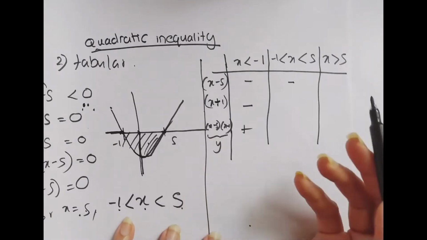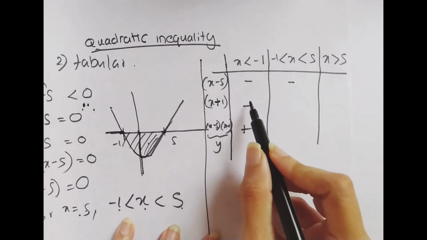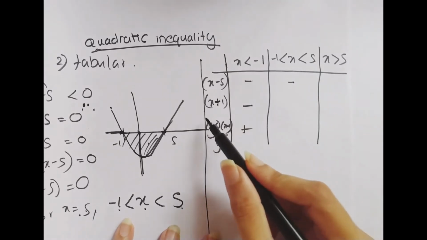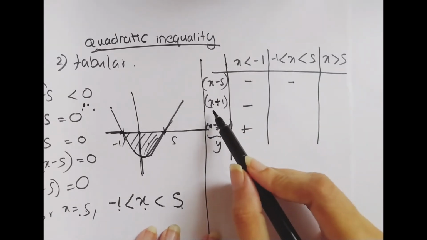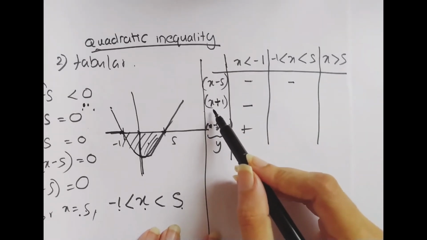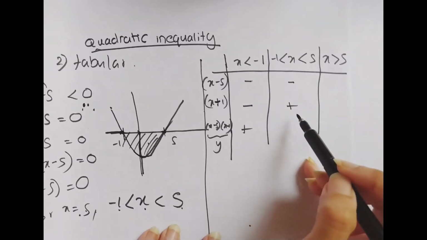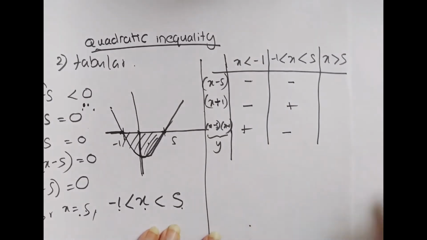Right, so this is plus 1. Anyway, since I substitute here -2, yes, no problem, you will get minus here. So now I'll substitute here 0, so this is plus. Minus into plus is minus.